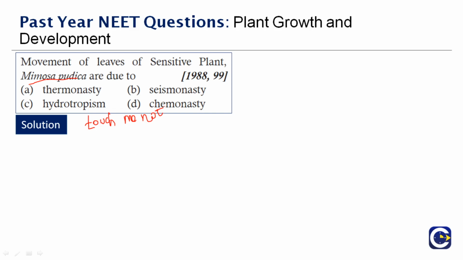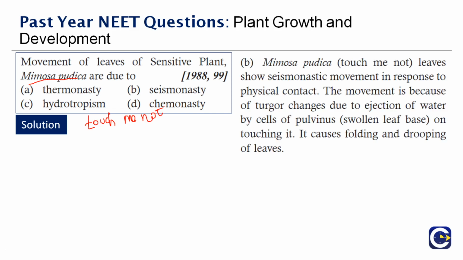So here, if you see, the movement is because of the turgor changes due to the ejection of water by the cells of pulvinus, that is the swollen leaf base, on touching it. It causes folding and drooping of leaves, and this is because of, as I already said, the sensitivity. Therefore the correct answer to this question is option B, seismonasty. The s is silent, so you can call it 'ismonasty'. So that is called seismonasty, which is option B.